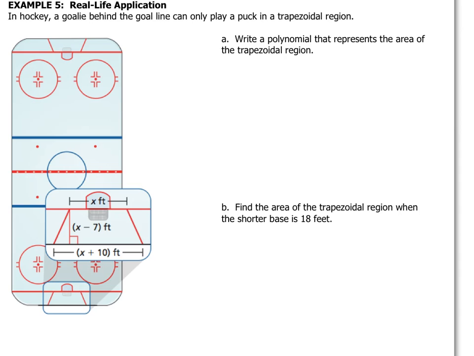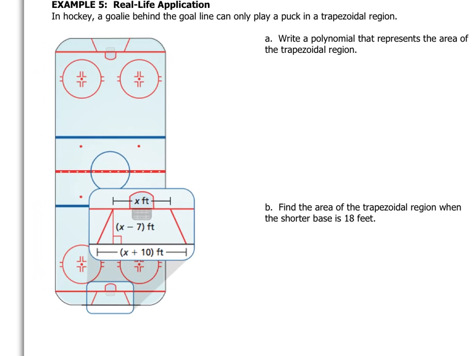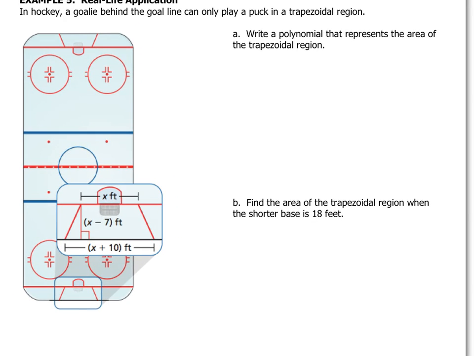So now we want to use a real-life application to see how these all kind of go together and how they work in a real-life situation. So here we have the picture of an ice rink where the game hockey will be played. They're showing us this trapezoid in this little corner behind the goal. Okay, so that is the picture of the trapezoid. So we want to write a polynomial that represents the area of the trapezoidal region.